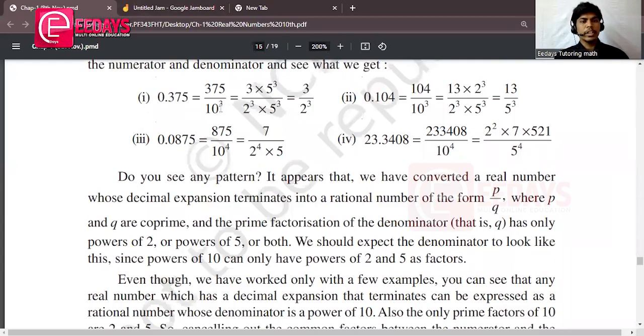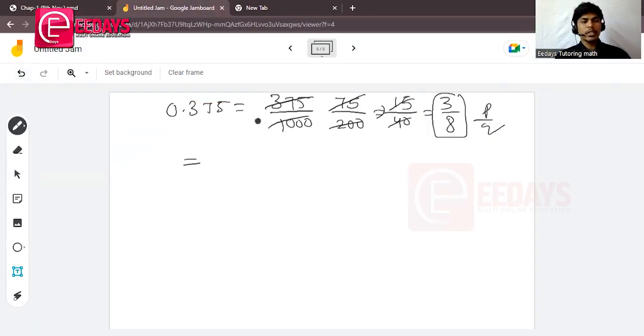So 375 by 10 cube. Okay, 375, I'll tell you the process. You can write 375 in prime factorization, that is 3 into 5 into 5 into 5, which is 3 into 5 cube.